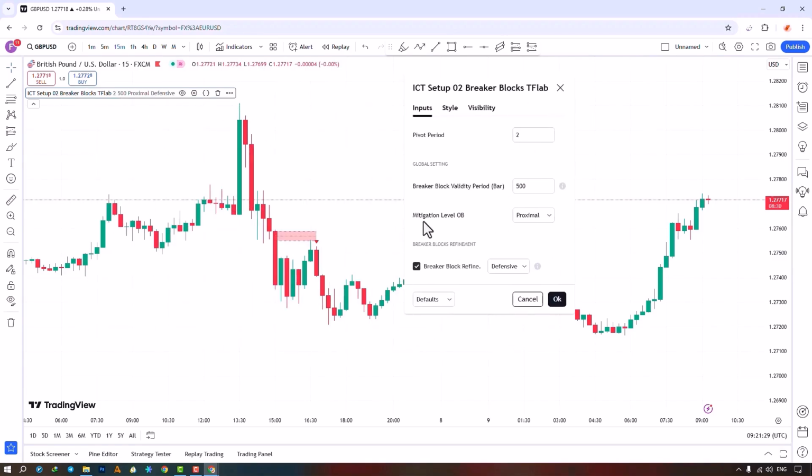The next section is about mitigation, which has three options available: proximal, 50% OB, and distal. By selecting the proximal option, it considers the closest range to the price as the price reaction range. By selecting the second option, it considers the 50% range as the reaction range. And by selecting the third option, it considers a wider range as the price reaction range.